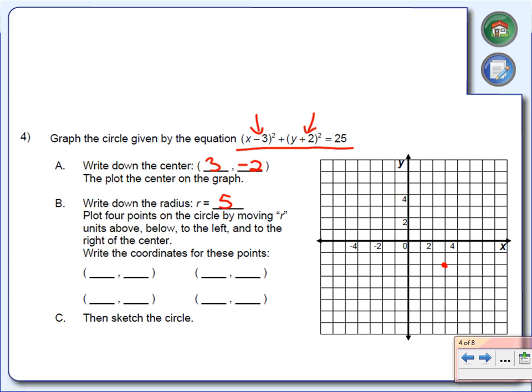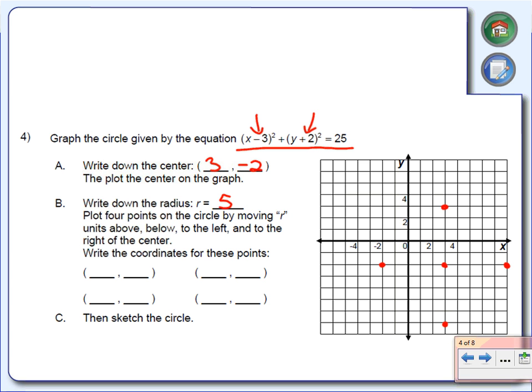5 units above, 1, 2, 3, 4, 5. That's right here. 5 units below, 1, 2, 3, 4, 5. That's this one right here. 5 units to the left, 1, 2, 3, 4, 5. And 5 units to the right, 1, 2, 3, 4, 5. So I've got my center, and I've got 4 other points. Now, we're going to go ahead and identify those 4 points that we just plotted.